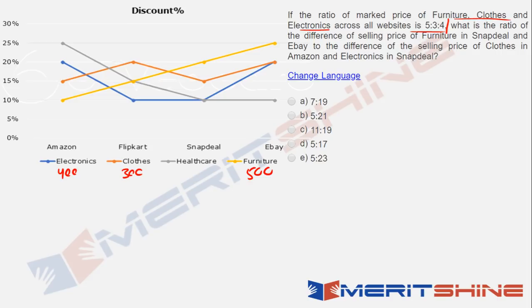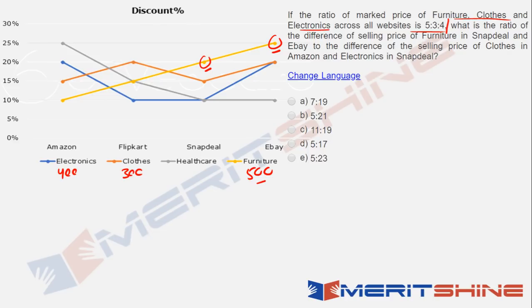What is the ratio of the difference of selling price of furniture in Snapdeal and eBay? Furniture is the yellow one, so these are the two numbers that we have to look at. What would be the difference in the selling price? Here the discount is 20%, here the discount is 25%. Mark price is the same, which is 500.